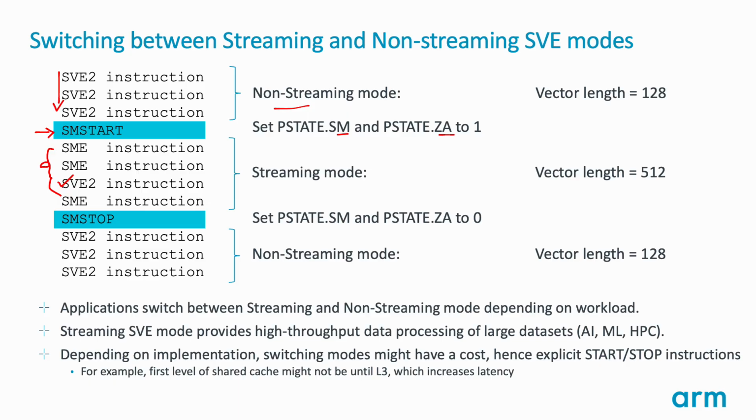Post that, you may want to switch back to the non-streaming mode. You can execute the SMSTOP instruction that would disable the streaming SVE mode and ZA storage. So this way, applications can switch between streaming and non-streaming mode. Whenever there is a high workload, you can switch to streaming SVE mode. When the workload is regular and you do not have any hectic matrix and vector computation, you can switch back to non-streaming mode.